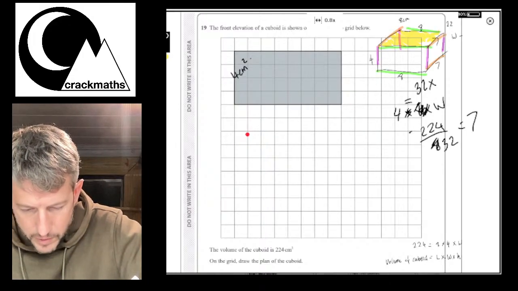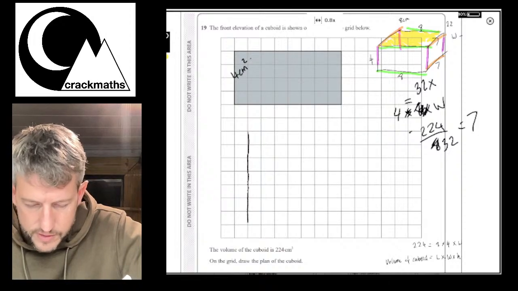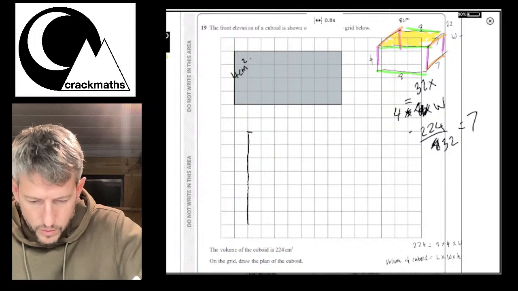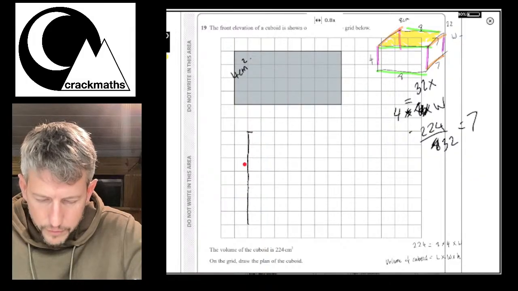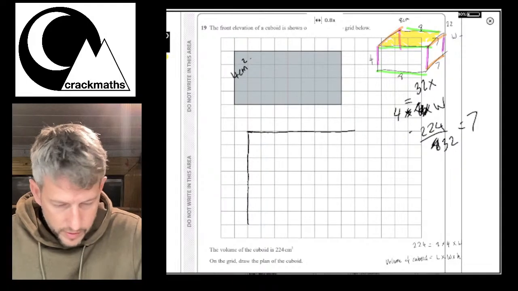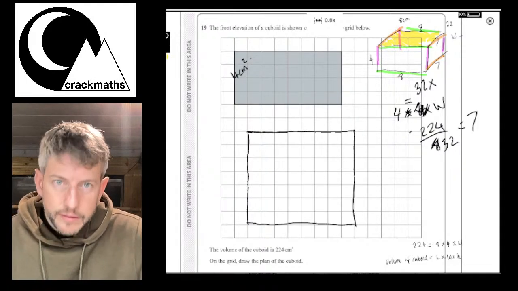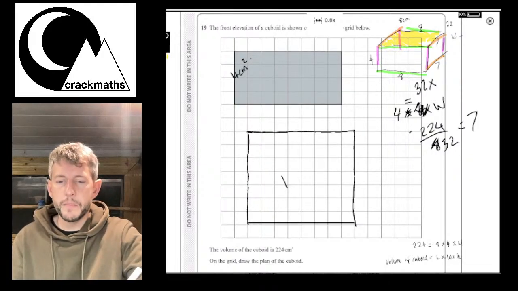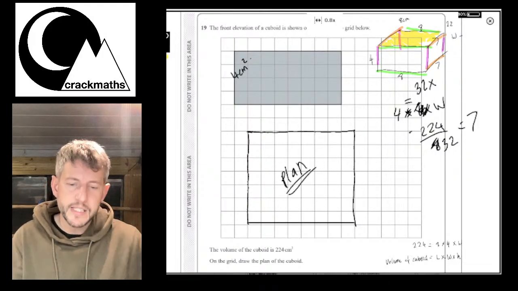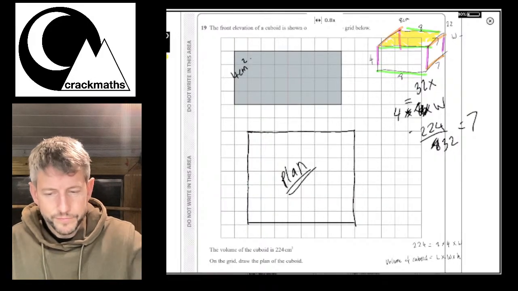So we've got here 1, 2, 3, 4, 5, 6, 7. Is that 7? Yep. And then 8 this way. Obviously use a ruler. But this is the plan view, because the plan view is the view from above. Okay, great. Let's continue on.